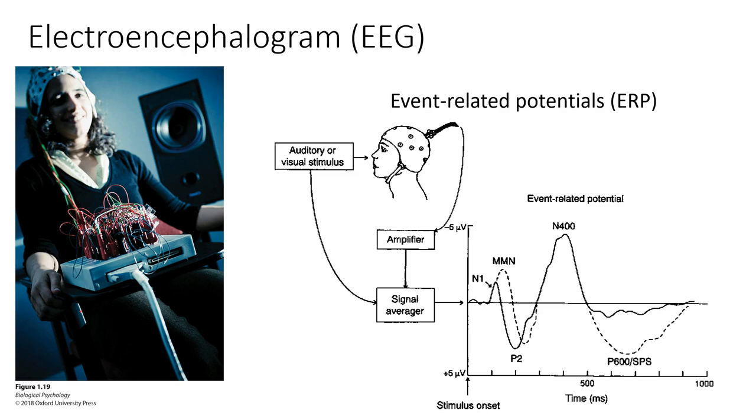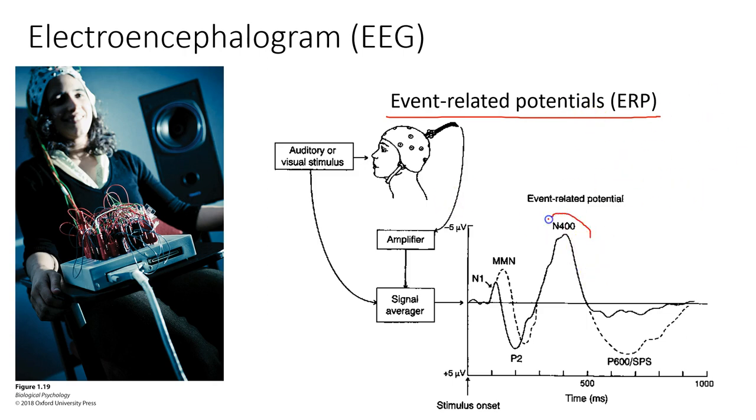Another way in which we can study the brain is through the use of electroencephalograms, or EEGs. These are electrodes that are applied to the scalp, and they end up detecting electrical activity on the surface of the brain. What's really interesting is that researchers can use this to see how the brain responds to specific stimuli in the environment. These are known as event-related potentials. When you present a stimulus of some sort, whether visual or auditory, you can watch and see how it changes the electrical activity of the brain.